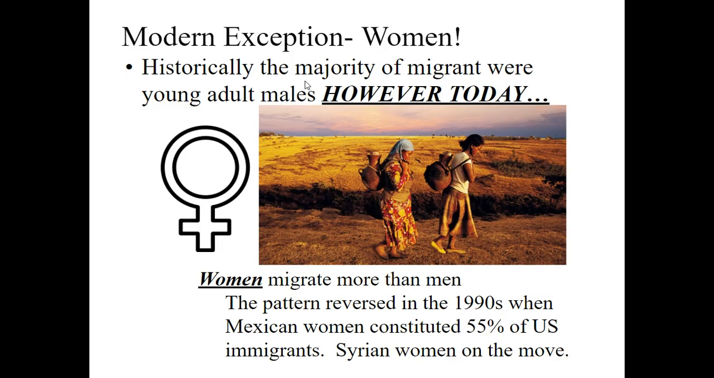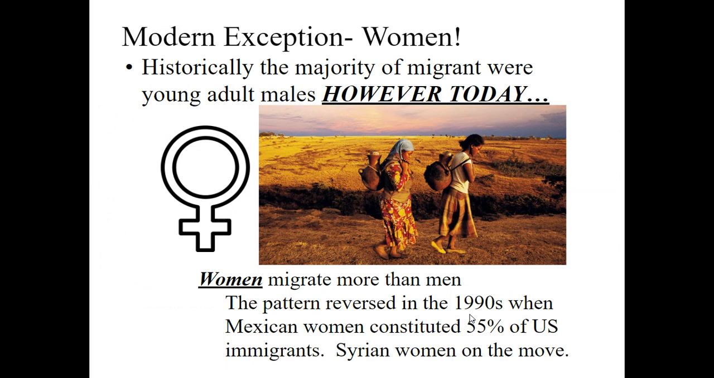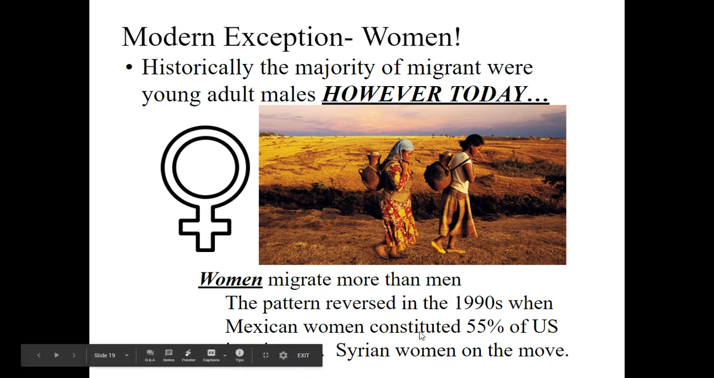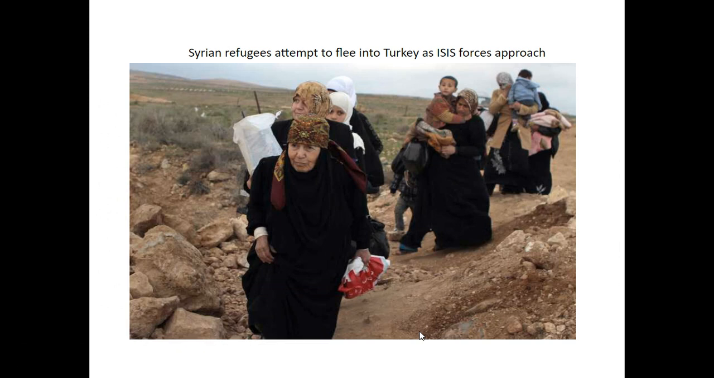Now, there's a modern exception. Go down to the bottom of your notes. The modern example is that women historically were not on the move. They were home taking care of the kids, but now they're on the move. Women are feeling empowered to just pick up and go. So most of the people at our borders right now are actually women. And I have a stat here that in the 1990s, Mexican women were 55% of the US immigrants. Syrian women in the next picture here are on the move. So that's a modern exception.